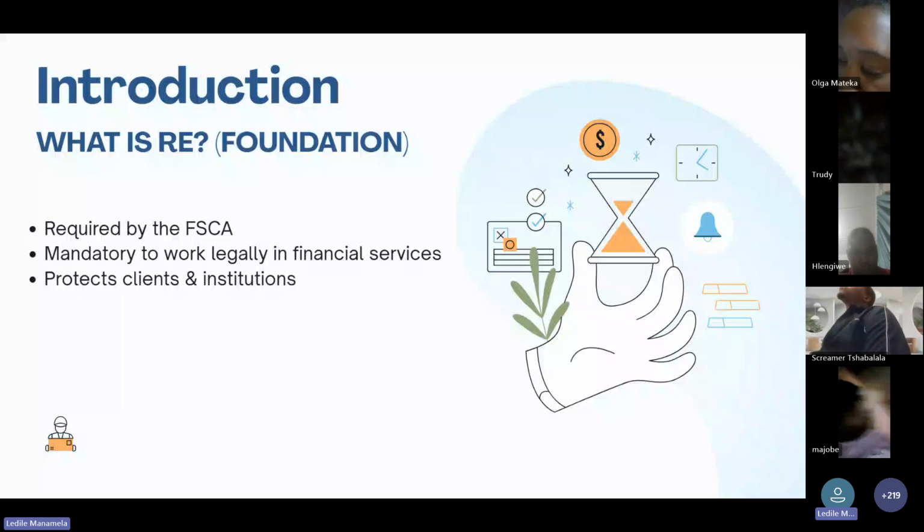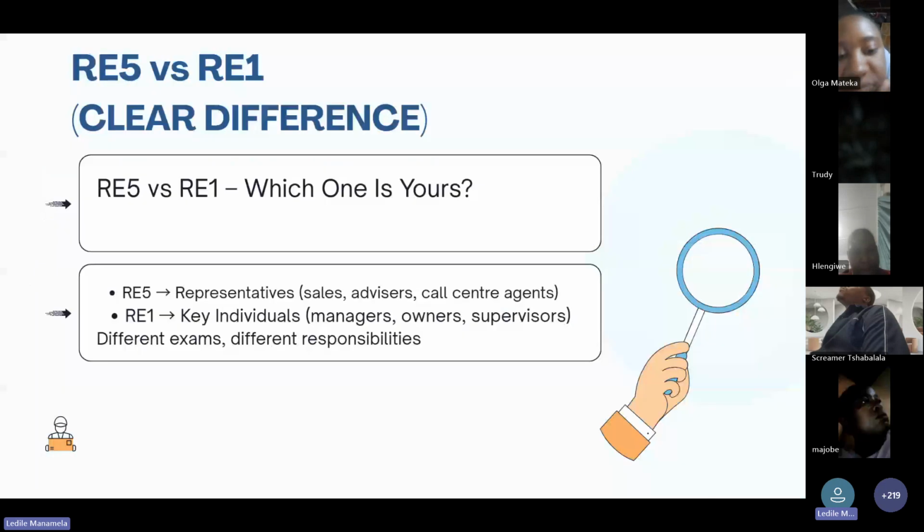The purpose of it is also to protect the clients and institutions. So basically, it's the bridge between the client and the institution. The institution, we're talking about banks, insurance companies, and the likes. So we have clients, we have the insurance company. The FSCA is there to protect the interest of both the business and also the client.